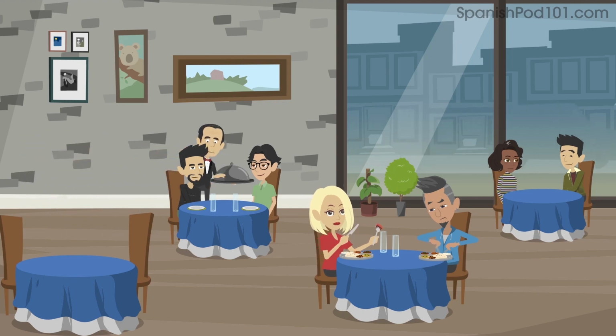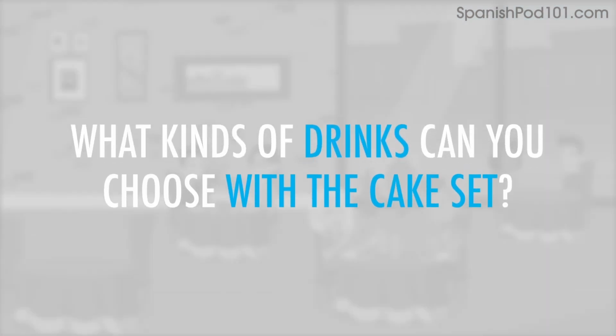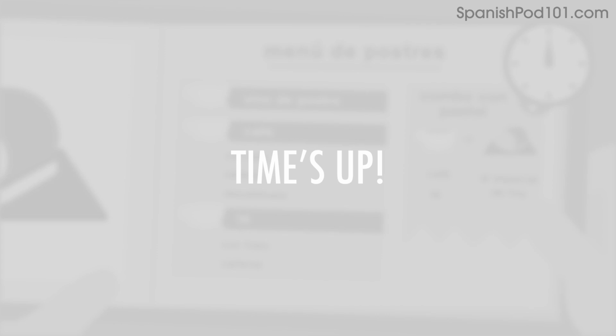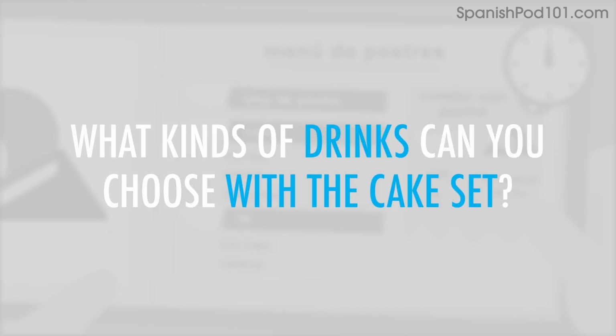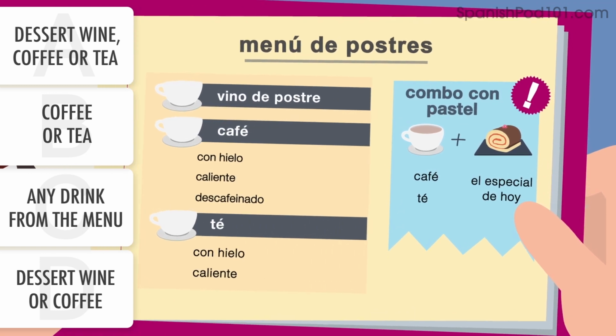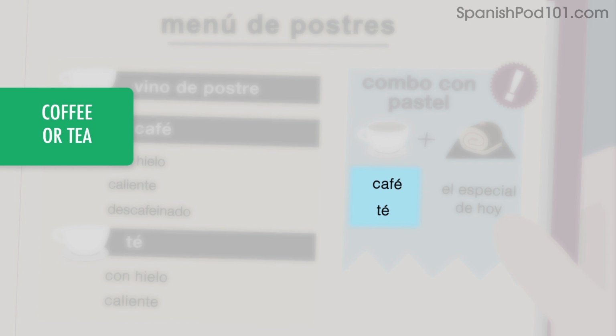You're finished with your meal and you're looking at the dessert menu. What kinds of drinks can you choose with the cake set? The menu shows that you can choose from coffee or tea.